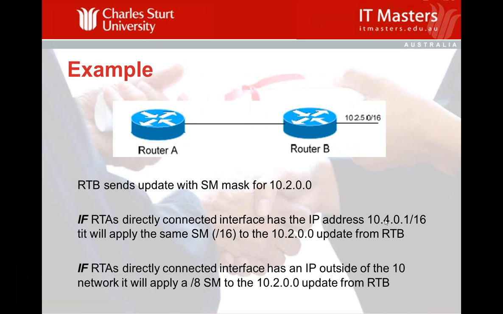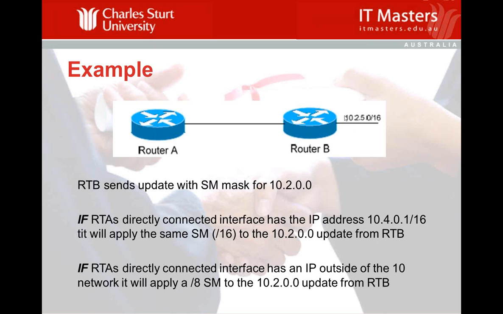Okay, so we'll look at this in more detail here. So router B sends an update without a subnet mask for 10.2.0.0. If router A's directly connected interface has the IP address of 10.4.0.1/16, it will apply the same subnet mask /16 to the 10.2.0.0 update from router B.